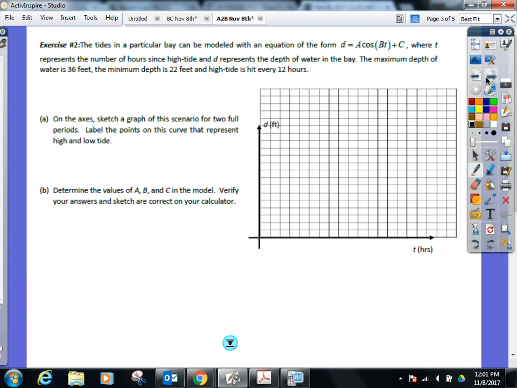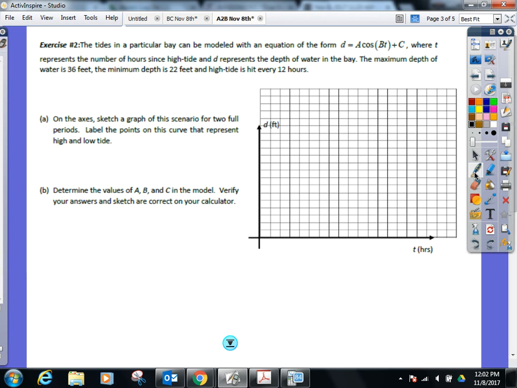All right. Ooh, we got to graph it now. Great. All right, go ahead and read through it about high tides. Very common example for sine and cosine curves, high tide, low tide. Okay.